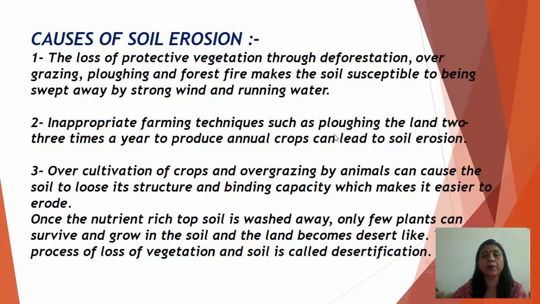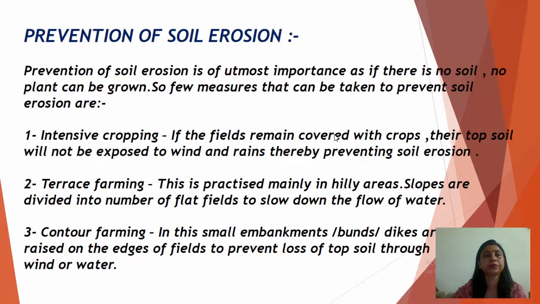the soil and the land becomes desert-like. This process of loss of vegetation and soil is called as desertification. Desertification is the process of the formation of deserts. और deserts कब बनेंगे? जब plants कम होंगे. Plants कब होंगे? जब soil की fertility कम हो जाएगी. Soil की fertility कब कम होगी? जब उसकी जो टॉप फर्टाइल लेयर है वो हवा या पानी के साथ बह जाएगी.